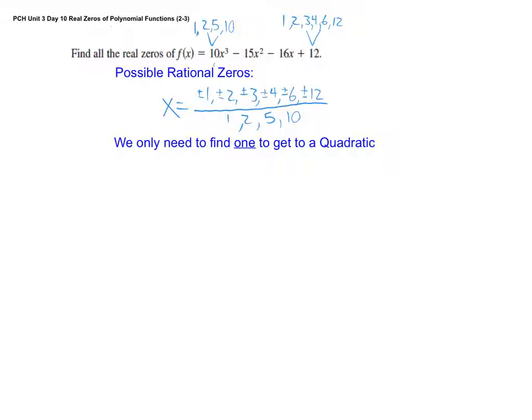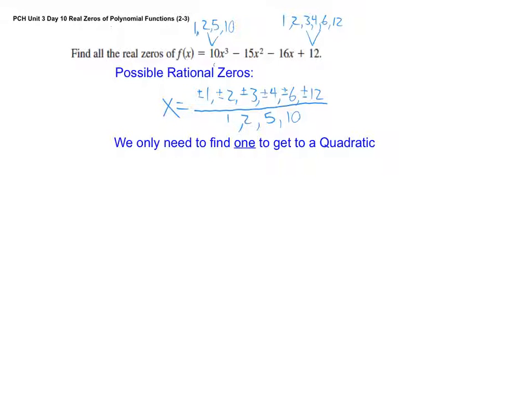Here's another thing, though. When you're working these out, if your numerator and denominator share a common factor, you do not need to try that one. For example, when I'm doing plus or minus 2 in my numerator, I do not need to try 2 over 2 or 2 over 10. Why? Because 2 over 2 is 1. I already did that one. And 2 over 10 is going to be 1/5. If I started with my 1s, I already did the 1 over 5.